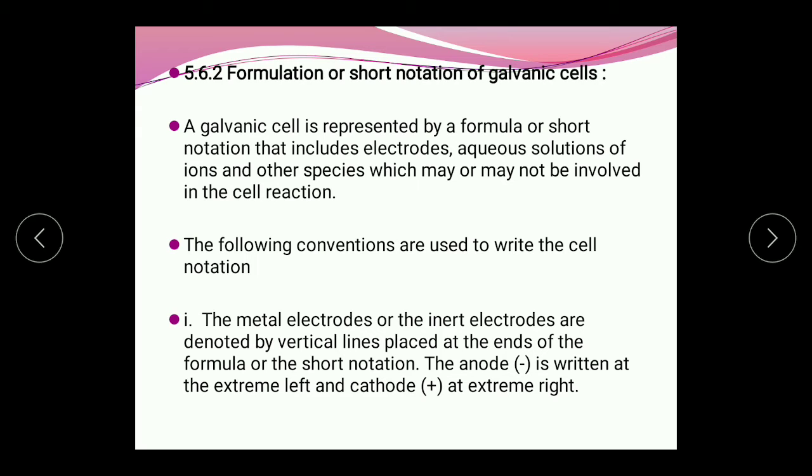Now the first important condition while writing a formula is you have to write the anode at the extreme left and the cathode at the extreme right. That means suppose we have taken zinc metal dipped in the solution of zinc ions, and if it is the anode, then we have to write zinc on the left side. And another metal which we are going to use as the cathode, that we have to write at the extreme right. That means at the middle position or interior position, some other things are there. So the first condition: anodes and cathodes, where they should be written.